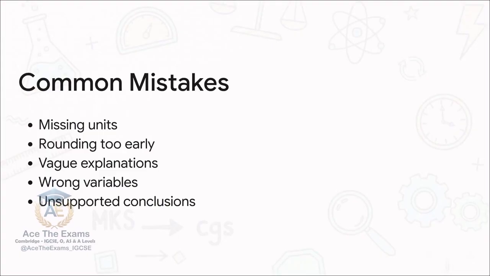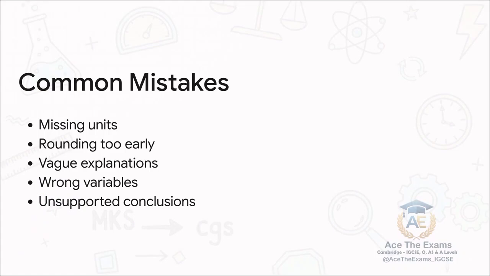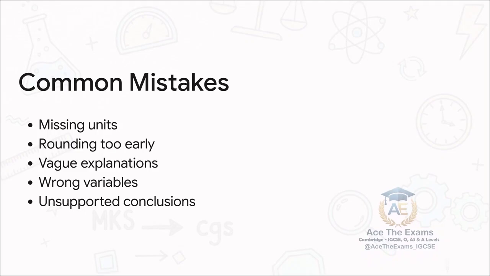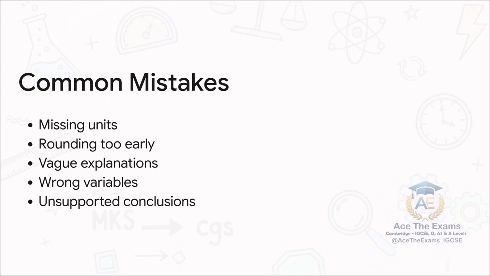And you know, this isn't just about conversions. Direct examiner feedback reveals a massive pattern of operational failures across the board. Missing units entirely, rounding numbers way too early in multi-step calculations, offering vague explanations, plugging in the wrong variables, or drawing conclusions not supported by the data. Losing marks here is exactly like an F1 car failing to secure a lug nut. It's a basic operational failure that ruins an otherwise perfect race strategy.